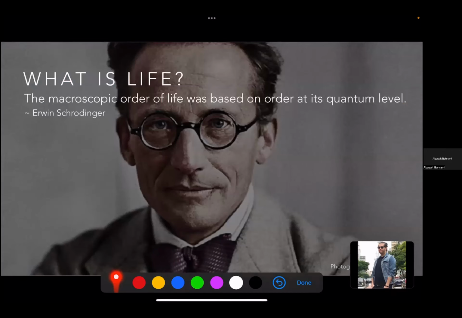So maybe the father of quantum biology would be Erwin Schrödinger, because he was the first one who wrote the book What is Life, and said that the macroscopic order of life was based on order at its quantum level. So yes, I call him the father of quantum biology, as I find him the first one who says this.